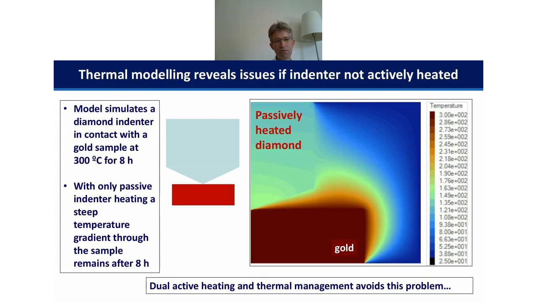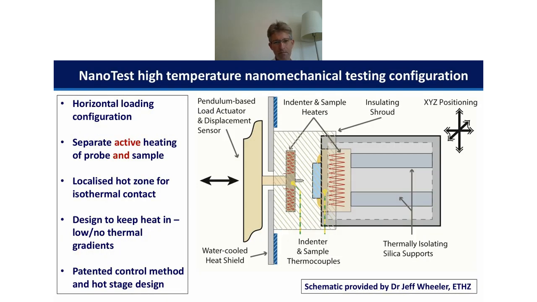if it was possible to achieve a nice thermal equilibrium without actively heating the indenter, then we could reliably do measurements by just heating the sample. What this slide shows you is that when you only have this so-called passive indenter heating, you typically get very high temperature gradients through the sample, and these get increasingly worse as the temperature goes up. So the solution is to avoid these temperature gradients by so-called dual active heating, where we separately heat the indenter and the sample.